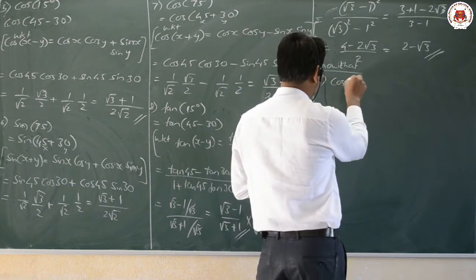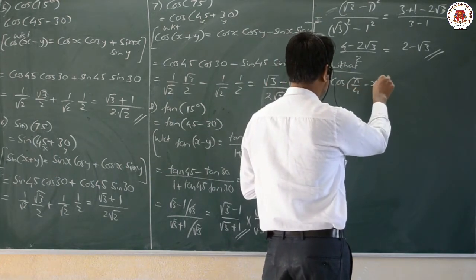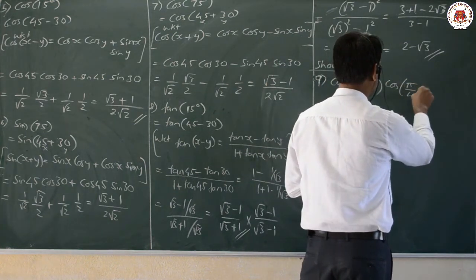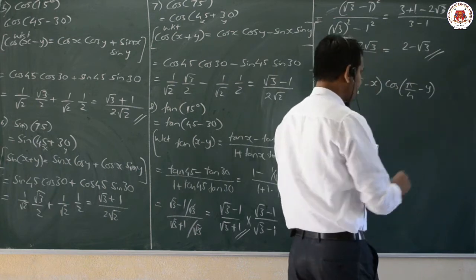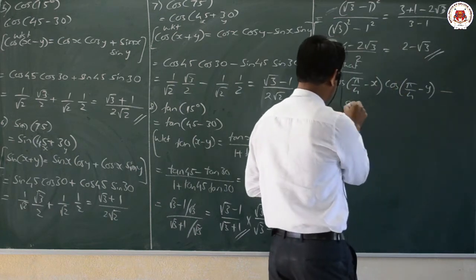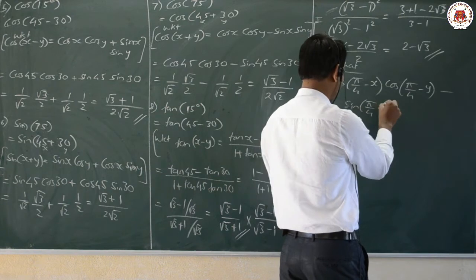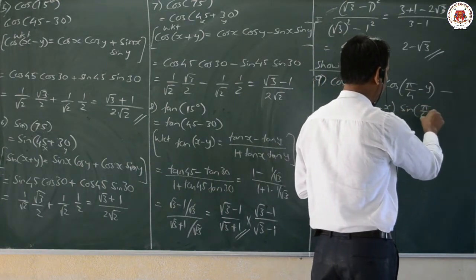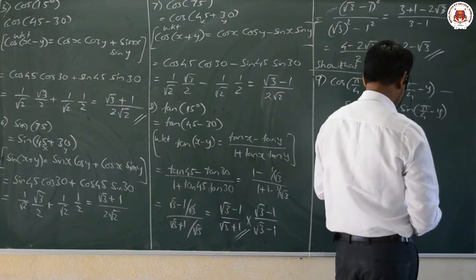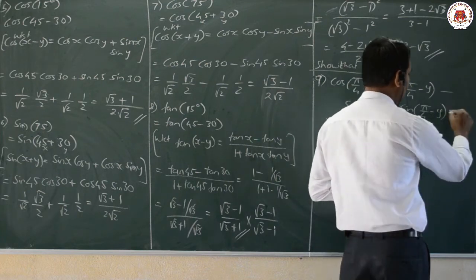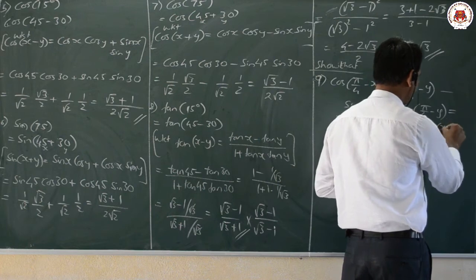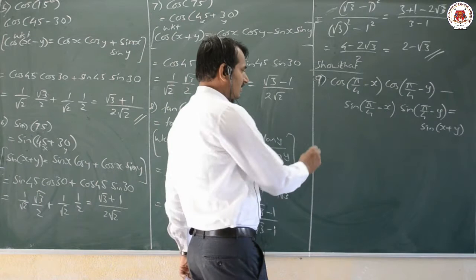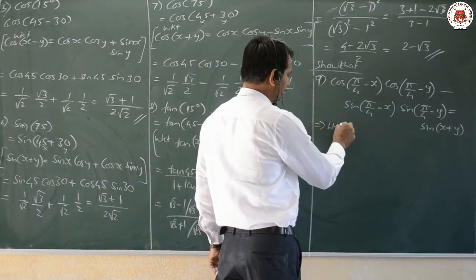Cos of pi by 4 minus x into cos of pi by 4 minus y, minus sine of pi by 4 minus x into sine of pi by 4 minus y, equal to sine of x plus y. We require to prove this. Now let us move on with the LHS.